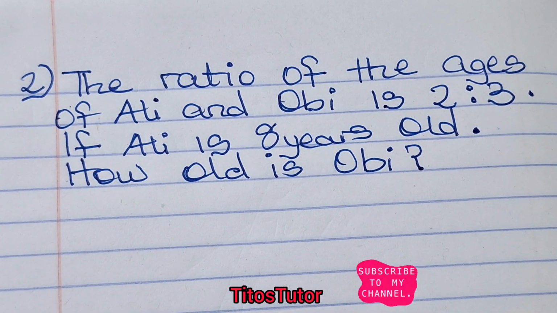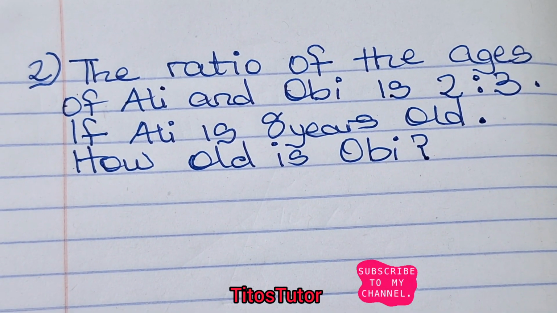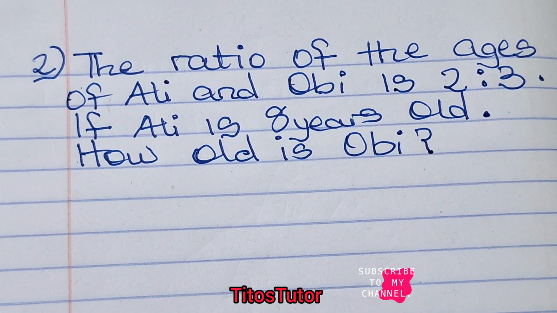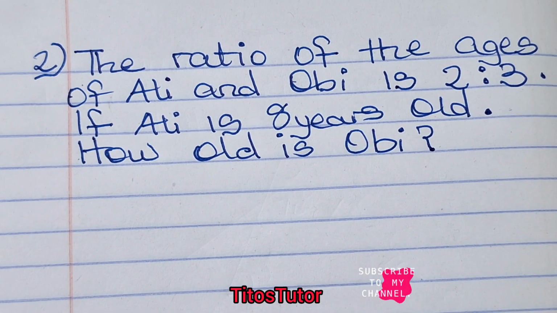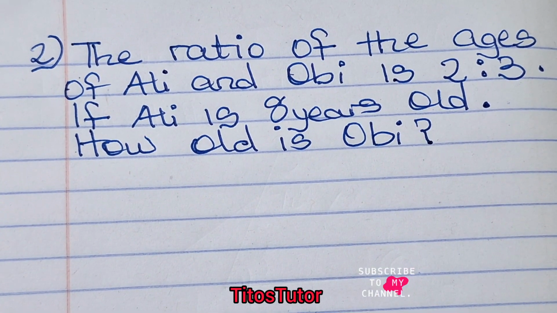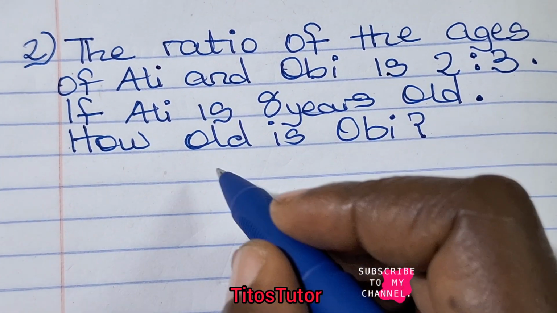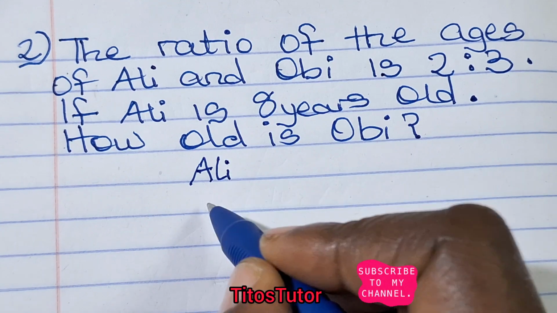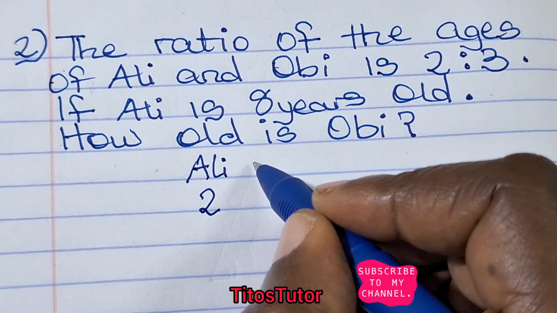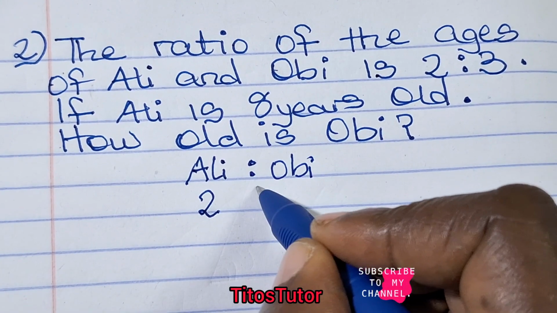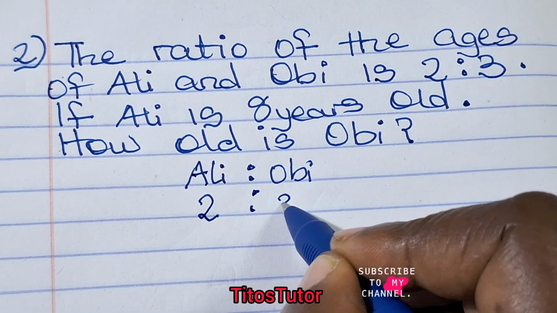Question 2. The ratio of the ages of Ali and Obi is 2:3. If Ali is 8 years old, how old is Obi? Remember, the ratio is written according to the way the names were written. So because Ali came first, he has 2 ratio. Obi came next. His ratio is 3.